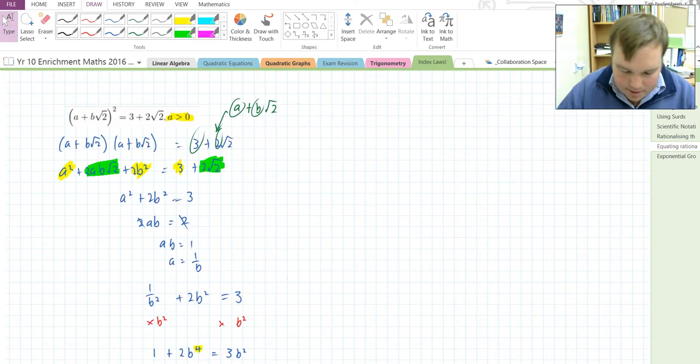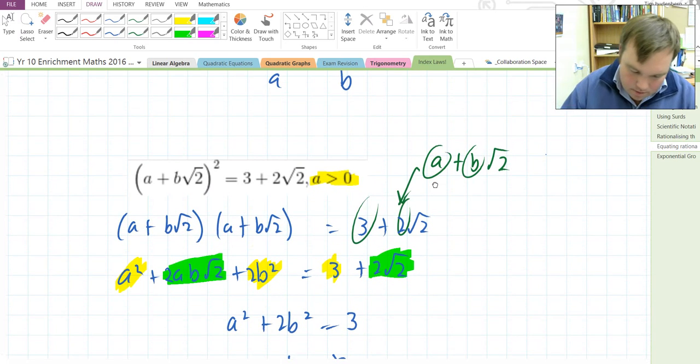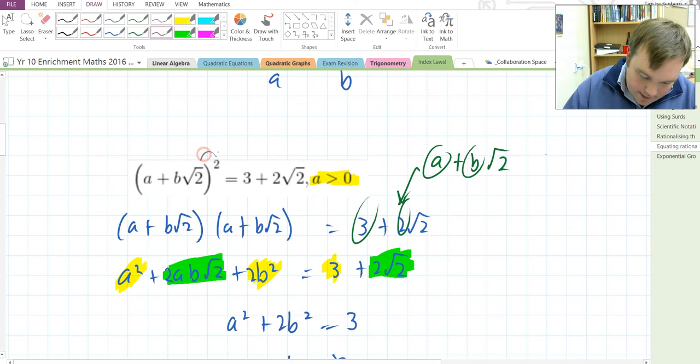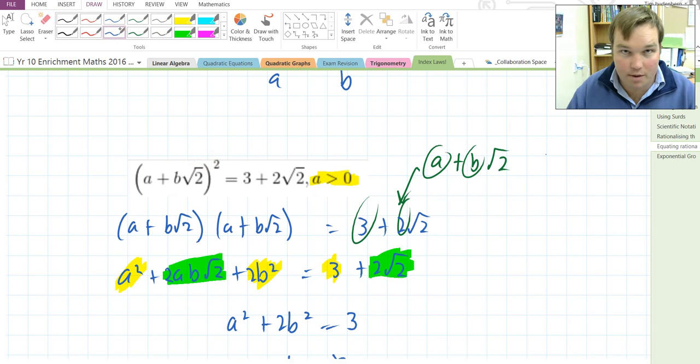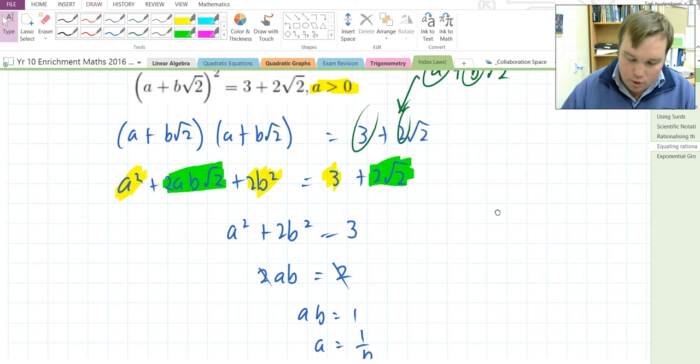So, running through the steps again. We expanded this out. The reason I expanded that out rather than square rooting the other side is because I just tried square rooting the other side and it doesn't go anywhere. So, expand it out. Then the most important part is being able to equate the rational and the irrational. So yellow here is rational, green irrational.